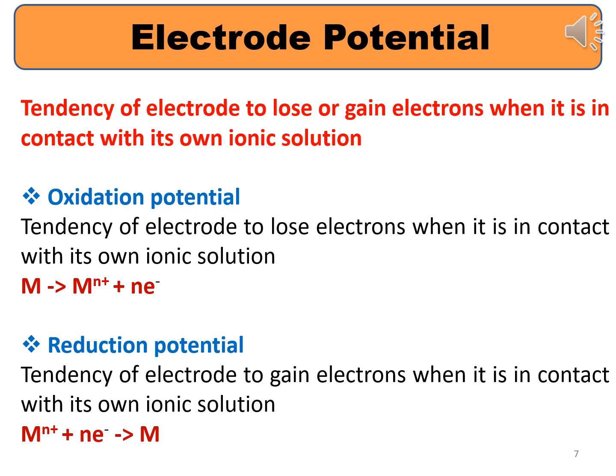The term electrode potential is defined as the tendency of an electrode to lose or gain electrons when it is in contact with its own ionic solution. Electrode potential is divided into two. One is known as oxidation potential, which is the tendency of an electrode to lose electrons when it comes in contact with its own ionic solution, and the second one is reduction potential, which is the tendency of an electrode to gain electrons when it is in contact with its own ionic solution.